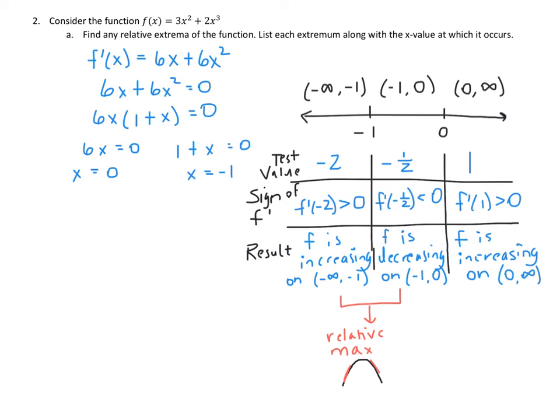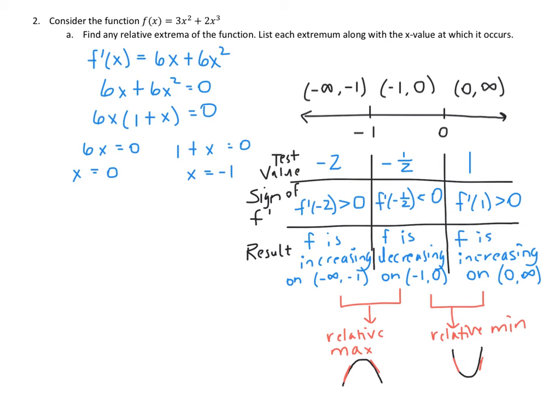So here we have, at our critical value negative 1, our function is going from increasing to decreasing. Going from increasing to decreasing indicates a relative max. If our function is increasing, then the slope of the tangent lines to the curve are positive. That's why our first derivative is positive. And then after we hit that maximum, our function is then decreasing. So the slope of our tangent lines are then negative, and that's why our first derivative is negative.